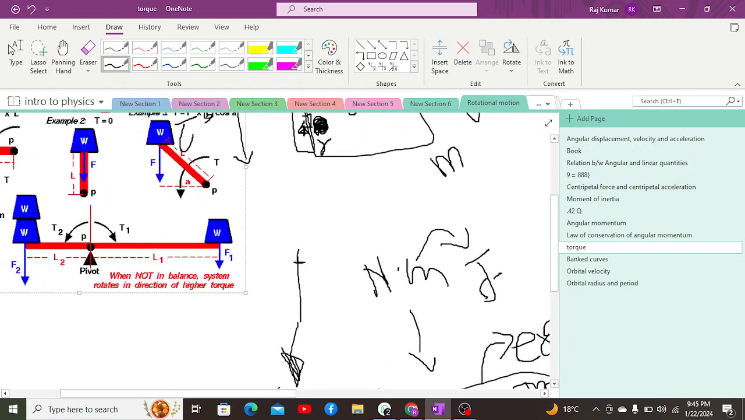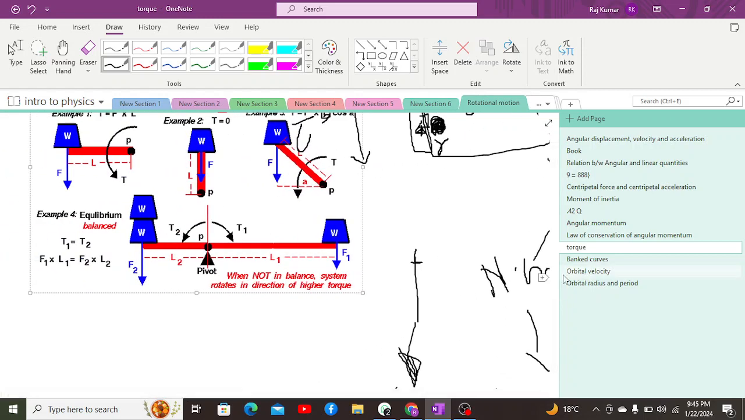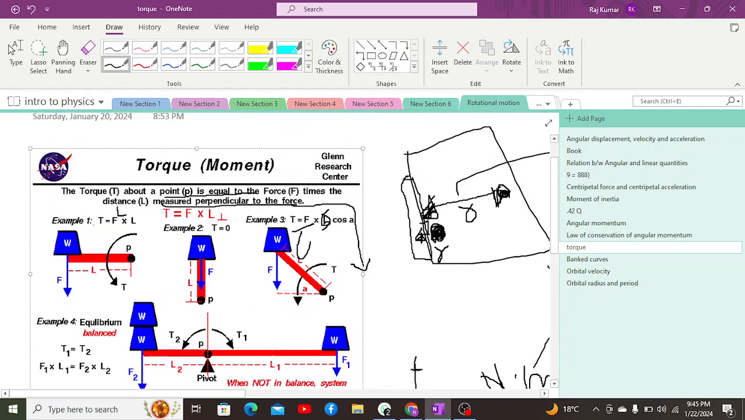When not in balance, the system rotates in the direction of torque. Here, as you can see, there are some common examples. Here torque is maximum. Torque is equal to F into L. It is maximum when the length, actually we call it the moment arm, because it is the perpendicular distance from the axis of rotation. In this case torque is 0 because the angle between the force and the lever is zero, so sine zero is equal to zero.